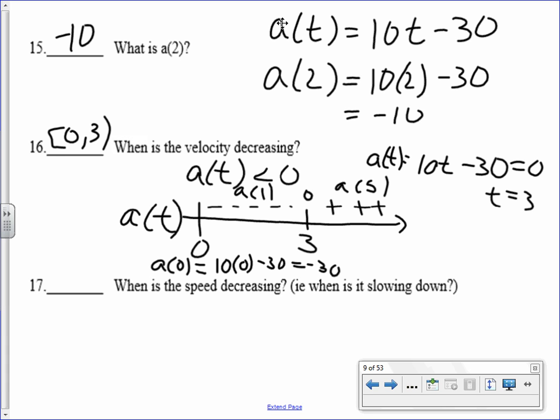17. When is speed decreasing? Speed is decreasing when velocity and acceleration have opposite signs. So again, we want to line it up with our velocity sign chart. Got to look back at that one. We try to line them up. It makes it easier.